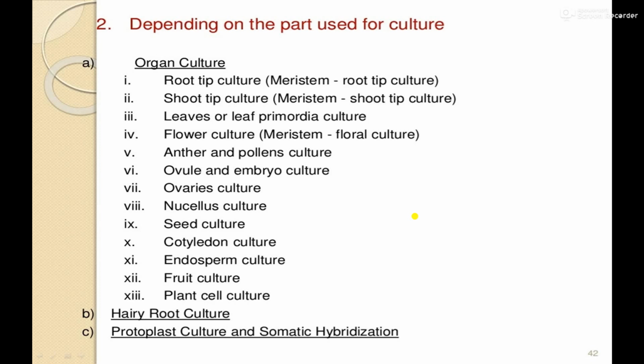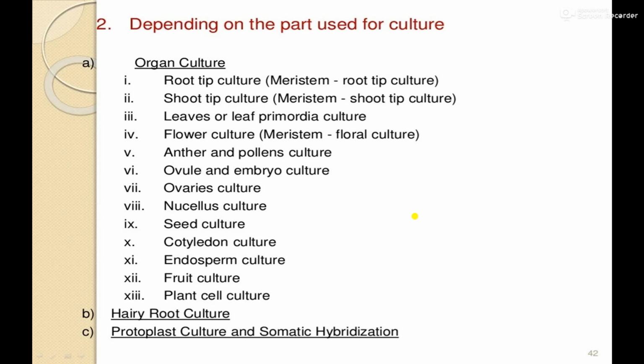In today's video lecture, we will discuss the next part of this third chapter, plant tissue culture. In that, there are two types of culture: first, depending on the medium used for culture, and second, depending on the part used for culture. Okay, there are two types according to medium and part.